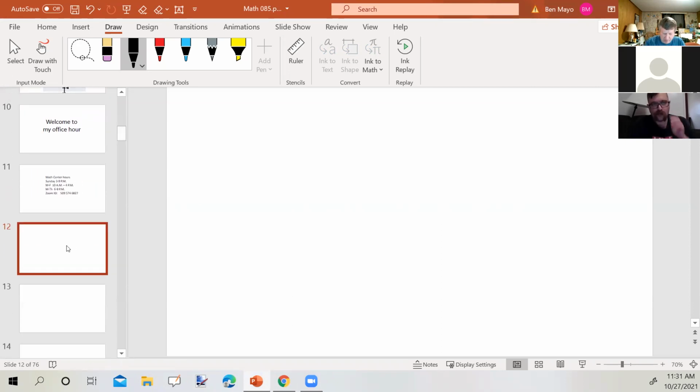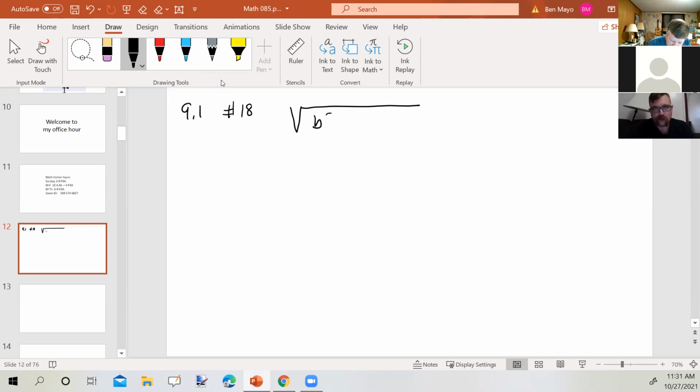Okay, so this is from section 9.1, number 18. It says, simplify the expression, assume that the variable is unrestricted, so it could be positive, negative, or zero, and use absolute value symbols when necessary. All right, so we have the square root of b squared minus 6b plus 9.